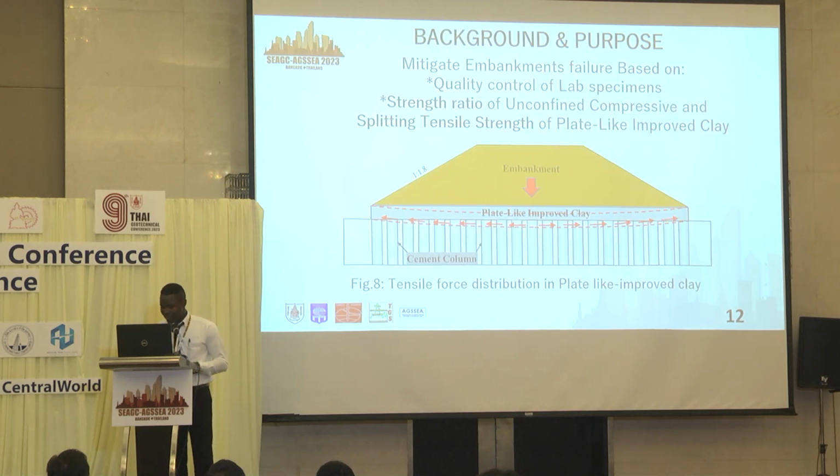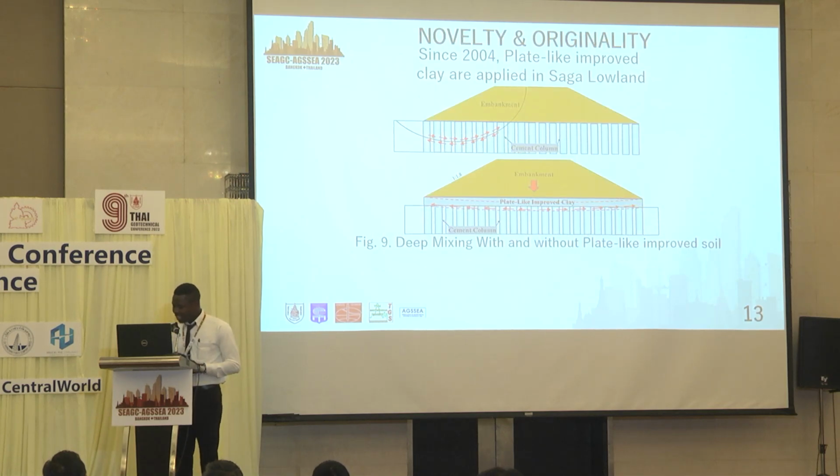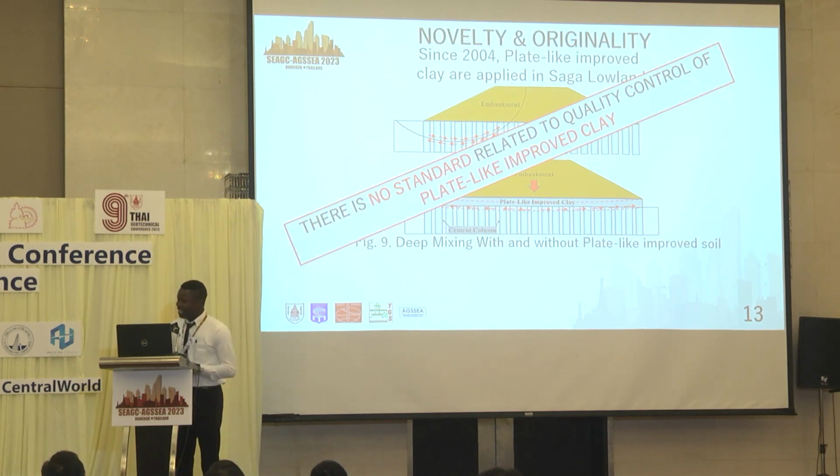So engineers started investigating how to further improve this plate-like improved clay to reduce embankment failure. So my study in the laboratory was focusing on mitigating embankment failure based on the quality control of lab specimens by investigating the strength ratio of unconfined compressive and splitting tensile strength of plate-like improved clay. So here, what is actually the novelty? There are no specific standards related to plate-like improved clay when it comes to construction by applying it in the field.